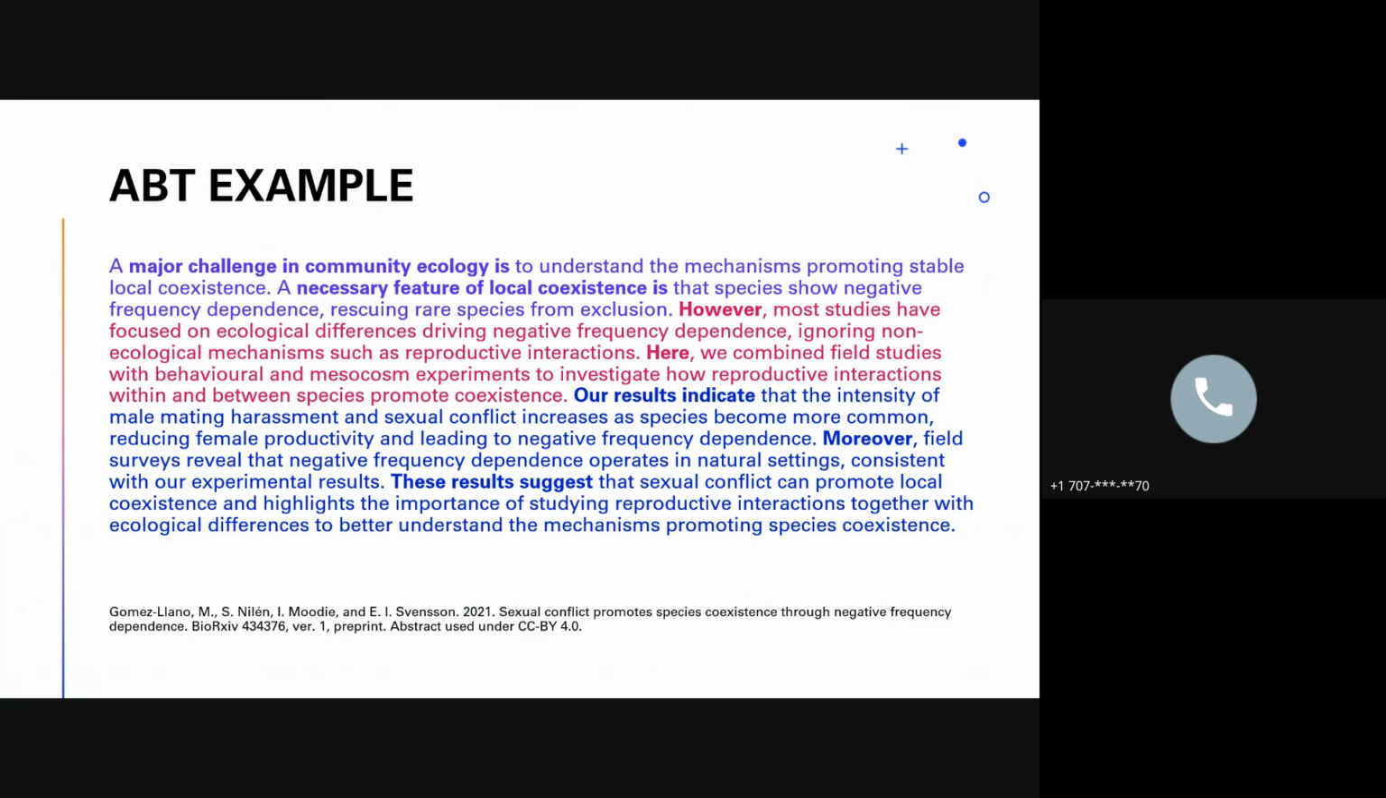And then we have what we do in the methods. So however, most studies have focused on this. Here's what we're going to do. We combined field studies with behavioral mesocosm experiments. Then the blue bold "our results indicate" starts the therefore section. So then we learn a summary of their results and what those results suggest.